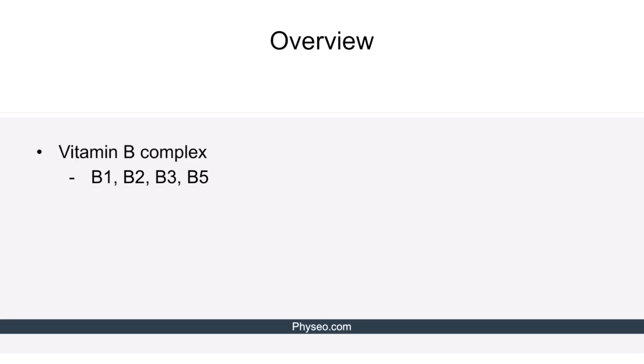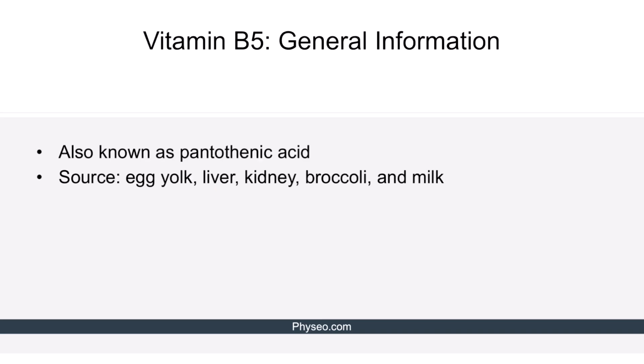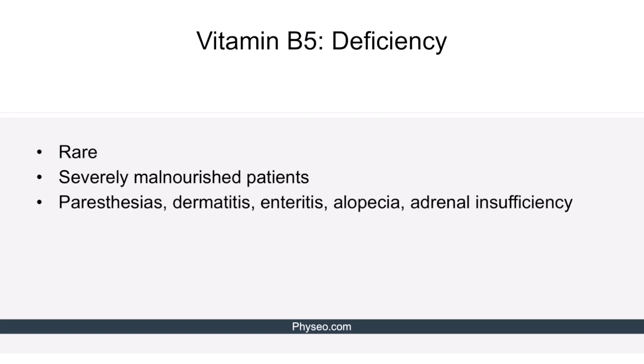Alright, now that we've finished vitamin B3, let's move to vitamin B5. Vitamin B5 is also known as pantothenic acid. It can be found in egg yolk, liver, kidney, broccoli, and milk. The deficiency of pantothenic acid is extremely rare and only occurs in severely malnourished patients.